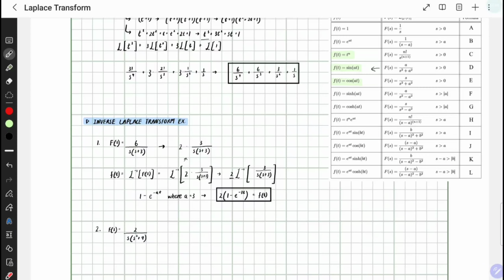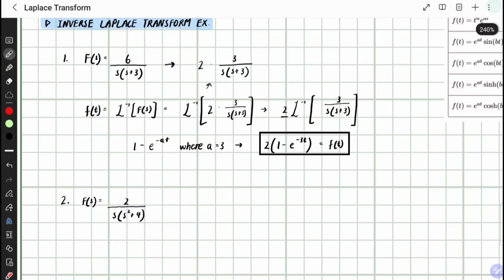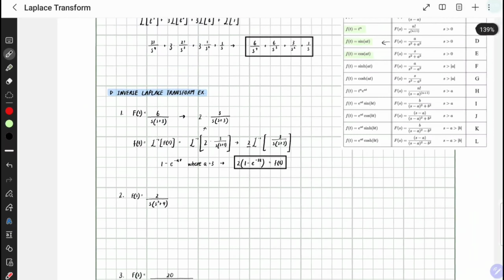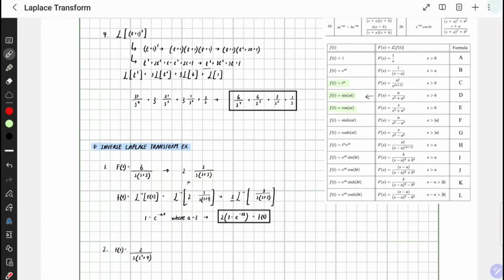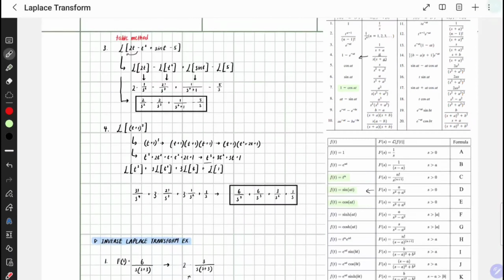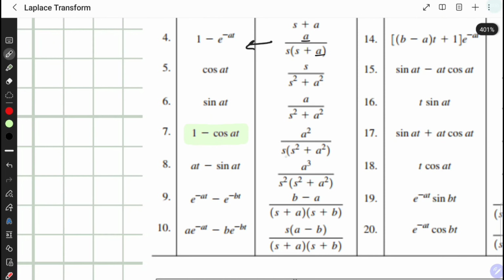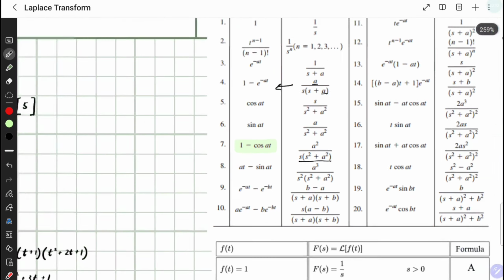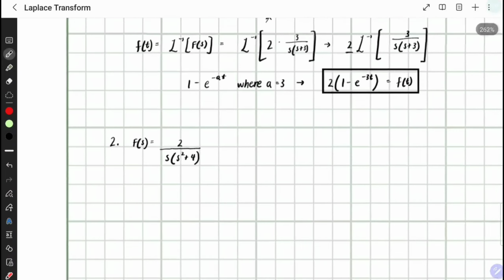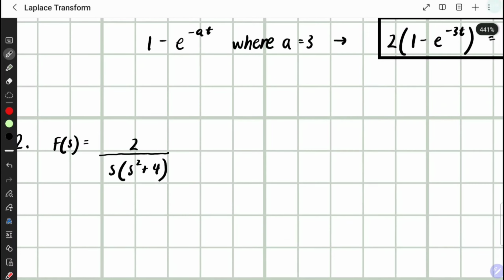So for the second problem, we have 2 over s times quantity s squared plus 4. Same thing here, we're going to look at the table, see what this looks similar to. We have quantity s squared plus 4. That looks like this. We have s quantity s squared plus a constant squared. And we know that this 4 can be rewritten as 2 squared. So we'll just rewrite that.